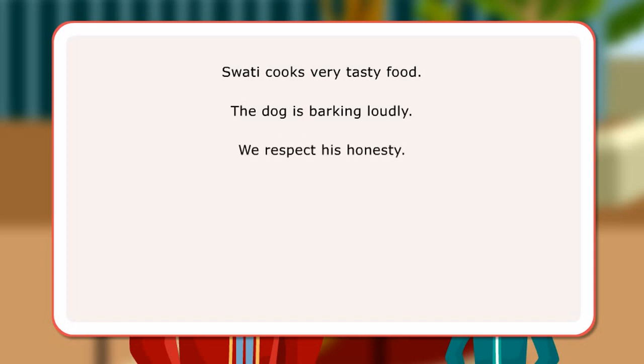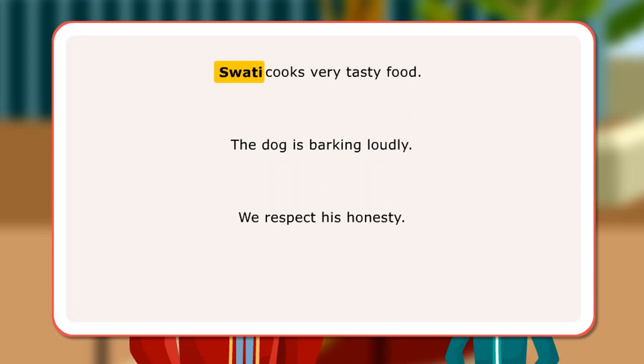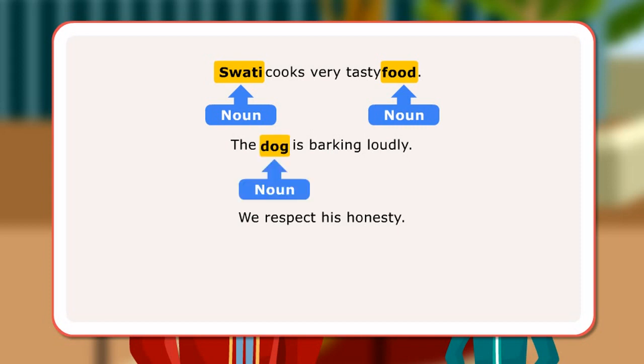We respect his honesty. In the first sentence, Swati and food are nouns as they denote a person and a thing respectively. In the second sentence, dog is noun as it is the name of an animal. In the third sentence, honesty is noun as it denotes a quality.